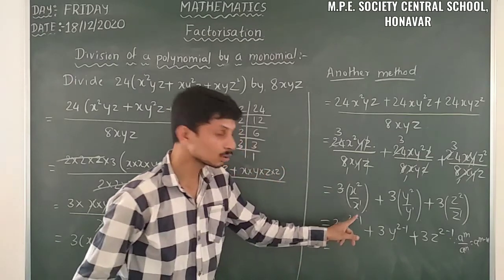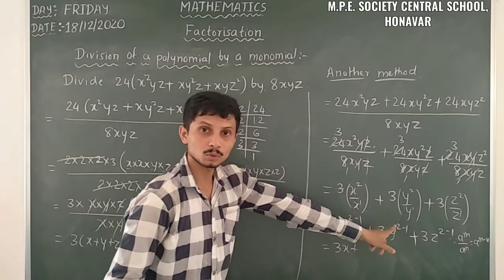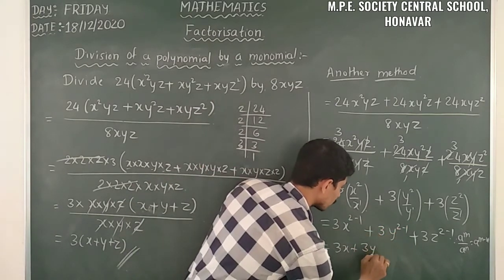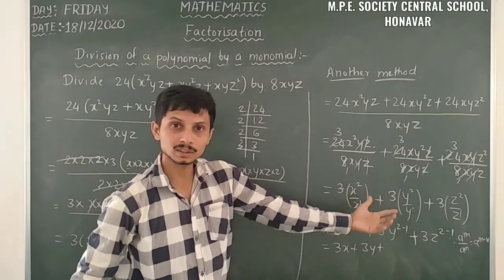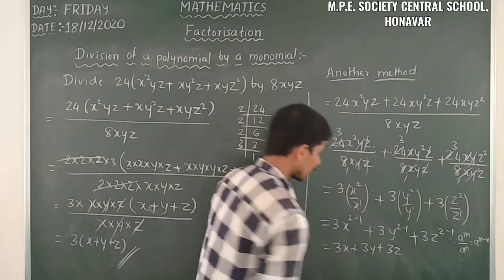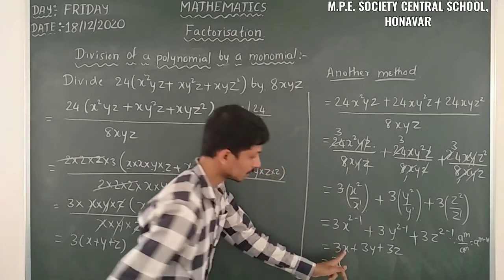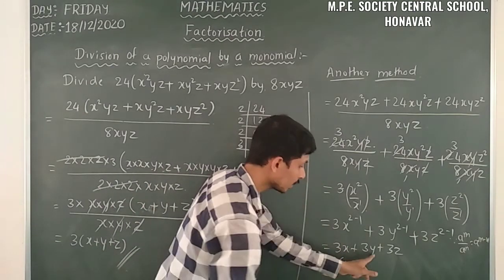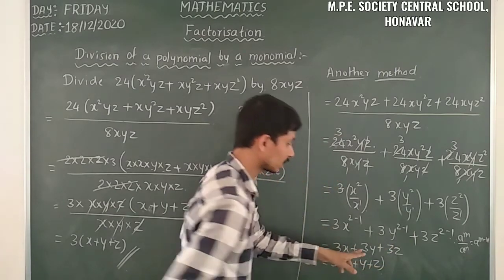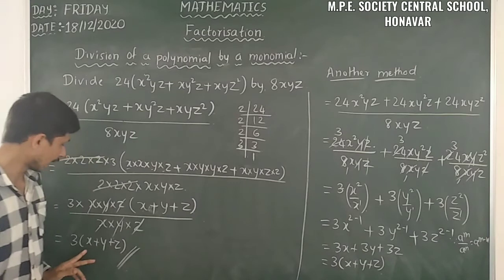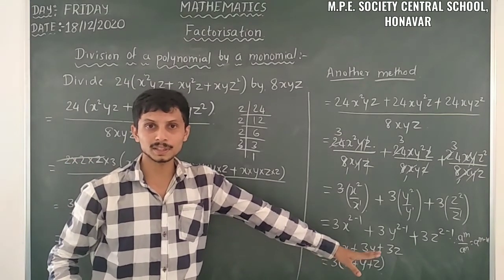So here x raised to 2 minus 1, that is x raised to 1, that is 3x plus y raised to 2 minus 1, y raised to 1 means 3y plus 3 into z raised to 2 minus 1, z raised to 1, that is 3z. So let us take out 3 from all these terms. Here is equal to 3 into, so here x remains, here y remains, here z remains. Here also we have 3 into x plus y plus z. Here also we have 3 into x plus y plus z.